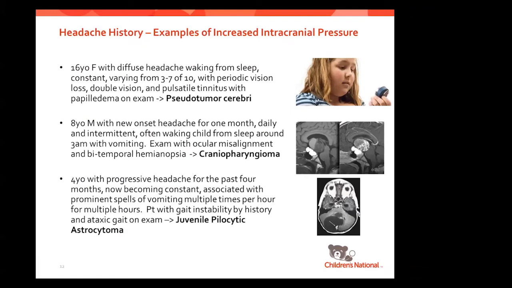That's the history for a craniopharyngioma, which is pictured to the right here. Next would be a 4-year-old who's presenting with progressive headaches over the past 4 months, now becoming constant, associated with prominent spells of vomiting multiple times per hour for multiple hours. So excessive vomiting with a progressive headache.